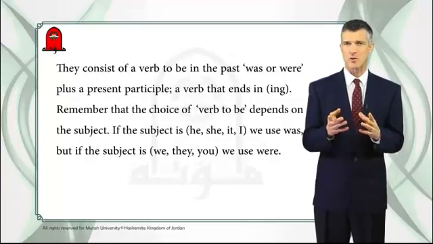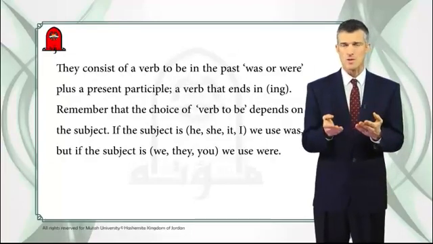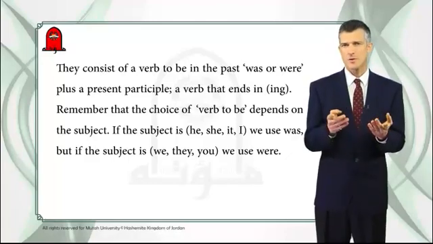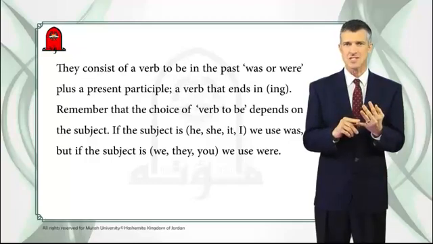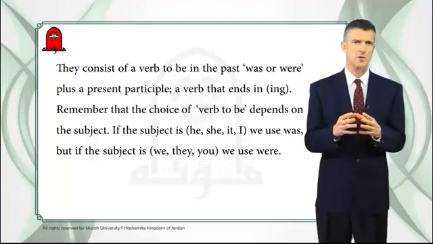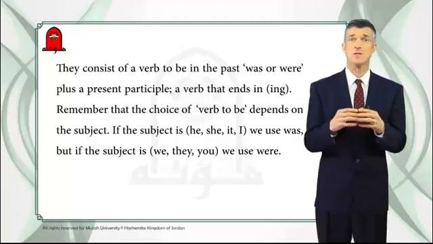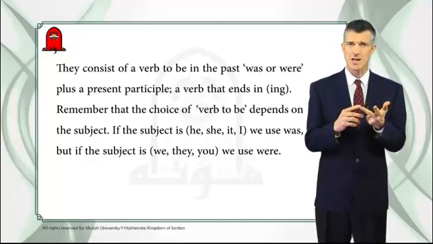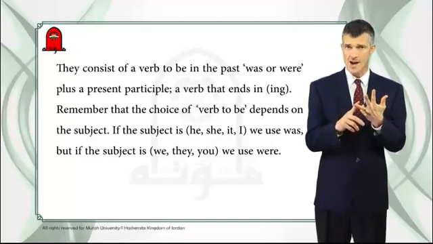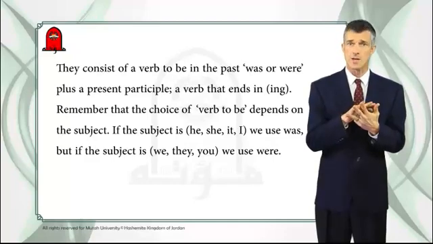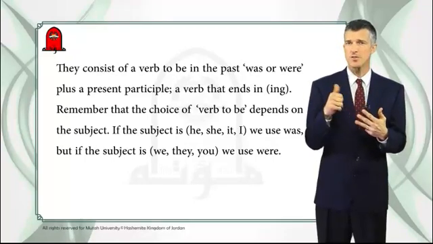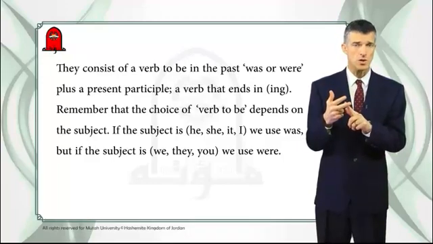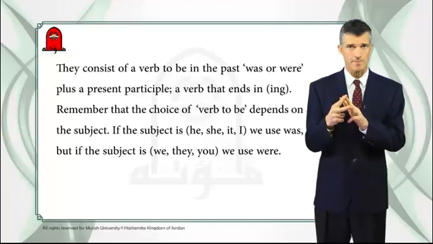They consist of a verb in the past, was or were, plus a present participle, a verb that ends in ing. Remember that the choice of the verb to be depends on the subject. If the subject is he, she, it, or I, we use was. But if the subject is we, they, or you, we use were.